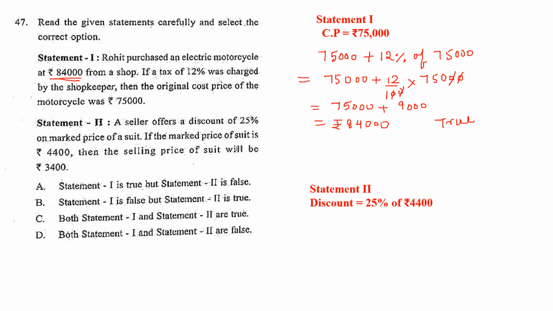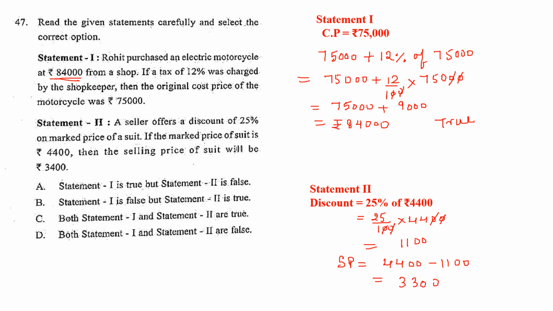In the second statement, it is given there is a discount of 25%, and we know that discount is always calculated on the mark price of the item, and the mark price of the suit is given as 4,400 rupees. So let's find the discount first. Discount is going to be 25 by 100 multiplied by 4,400 rupees, and if I reduce it, 25 into 44, I am going to get 1100 rupees, right? So the sale price will be 4400 minus 1100, and here I am going to get my answer as 3300.